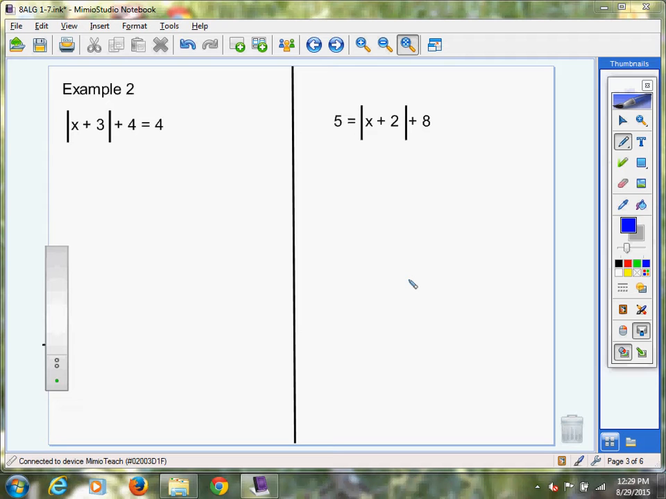Example 2, find that in your note packet and work with me. And remember, we have some steps that we need to follow. Okay? Step 1, we've got to get the absolute value alone. In this first one, it's not. See, the absolute value is right here, absolute value of x plus 3, and then outside of that, you have this plus 4, and we do need to get rid of the plus 4. So ask yourself, how do I undo addition? Hopefully your mind is screaming subtraction, so we're going to take away 4 from each side, okay?